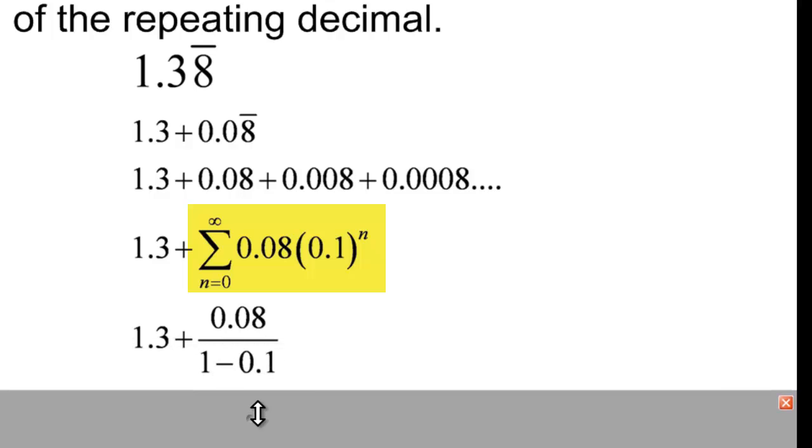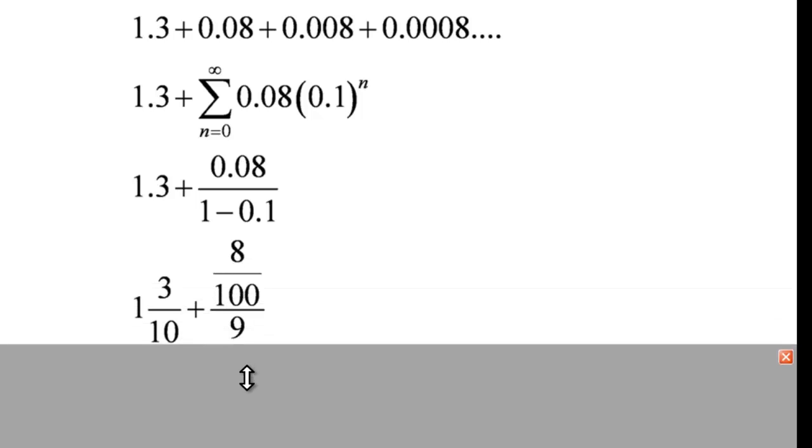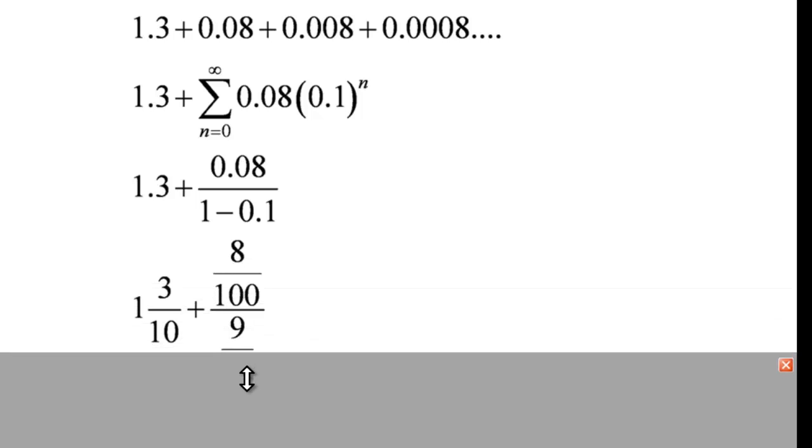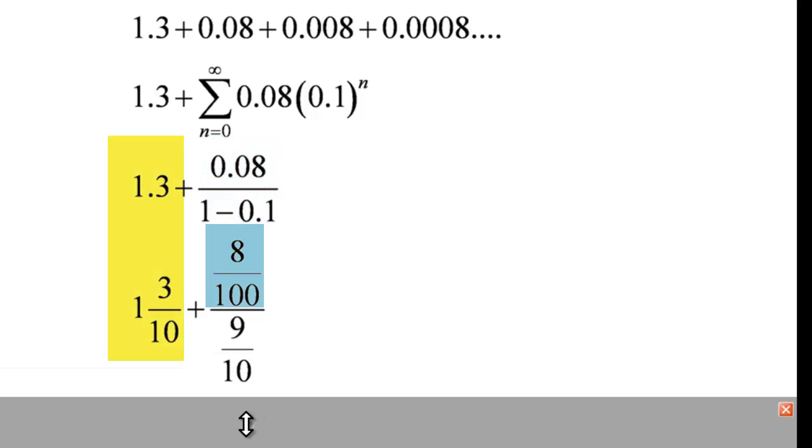Well, if I apply the formula for the sum of an infinite geometric series, my first term is 0.08 over 1 minus the common ratio of 0.1. Now, I need to not have these in decimals if my goal is to make this a rational number. So I need my answer as a fraction. So I can think of 1.3 as 1 3/10. I can think of 0.08 as 8 over 100. And 1 minus 0.1 is 0.9 or 9/10.